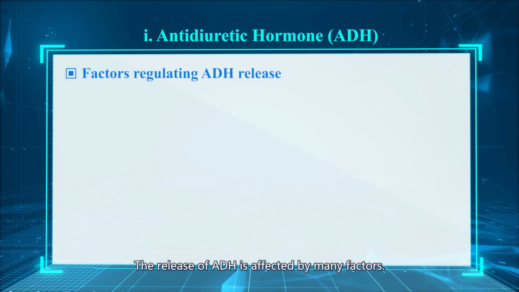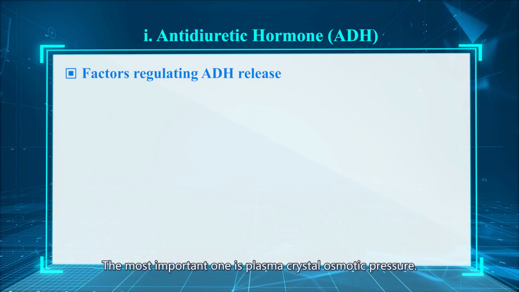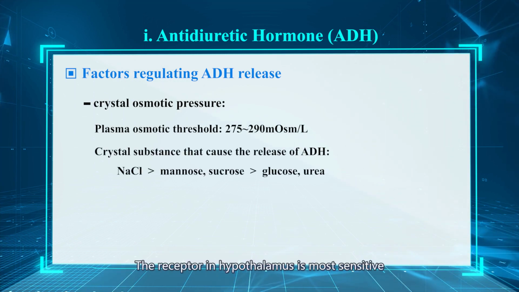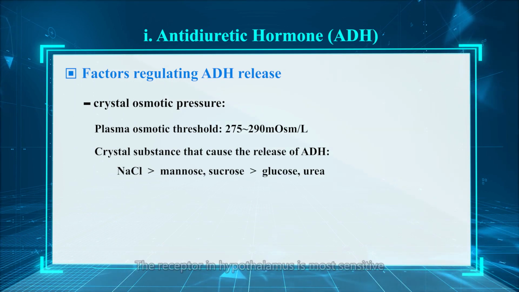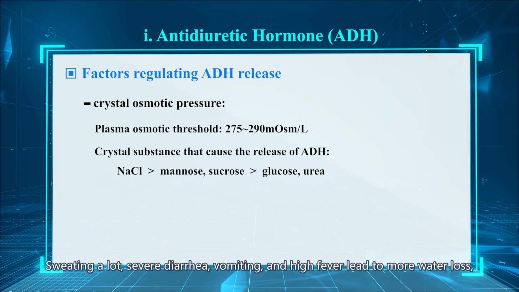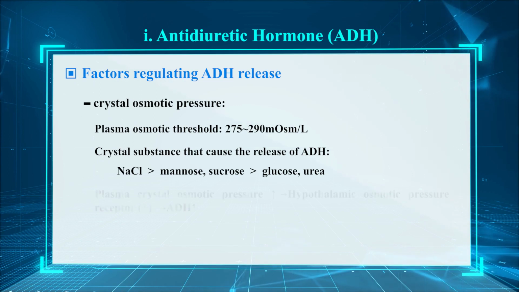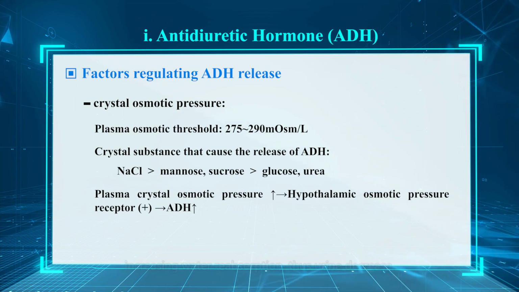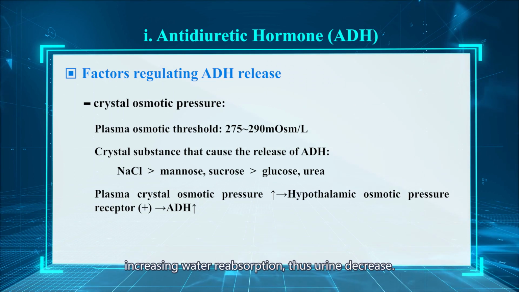The release of ADH is affected by many factors. The most important one is plasma crystal osmotic pressure. The receptor in the hypothalamus is most sensitive to crystal osmotic pressure formed by sodium chloride, but less sensitive to glucose and urea. Sweating a lot, severe diarrhea, vomiting, and high fever lead to more water loss. Plasma crystal osmotic pressure increases, ADH increases, water reabsorption increases, thus urine decreases.